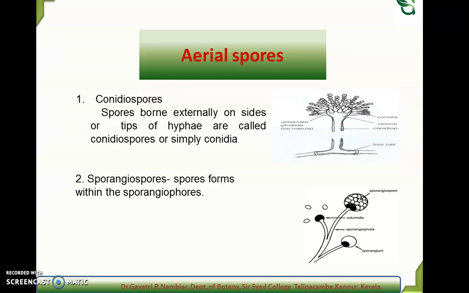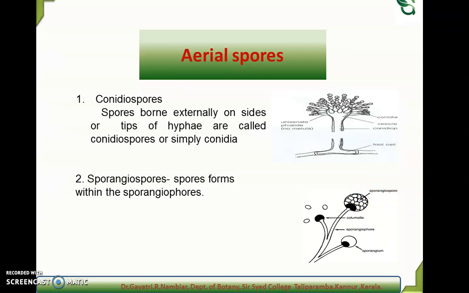Then the last type is the aerial spores. The aerial spores are the most common type, and they are minute propagating units which serve in the propagation of new individuals, and they vary in size, shape and color in different individuals. These aerial or asexual spores are of two types: conidiospores and sporangiospores. Conidiospores can also be called conidia. Sporangiospores are produced inside the sac-like structure called sporangia. So this is the sporangium, and the sporangiospores are formed in the sporangium.